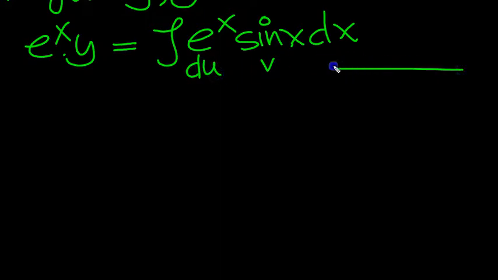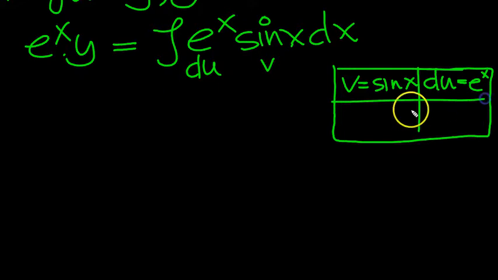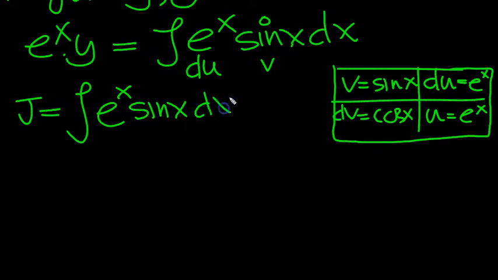Here's our grid, so let's just put that in here. So v is sine x, and then du is equal to e to the x. So dv will equal cos x, and u will equal e to the x. Okay, so I'm going to let J equal this integral then, because it is a sub-problem, the integral of e to the x sine x dx. And I'm going to draw a line across the page so that we'll come back to this original problem, just to remind me.